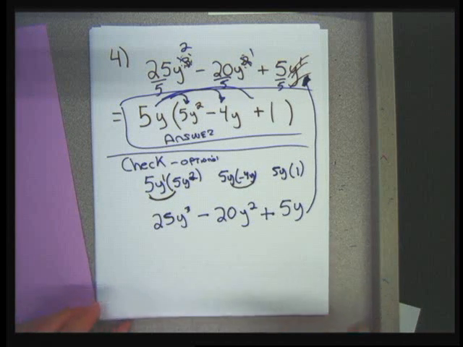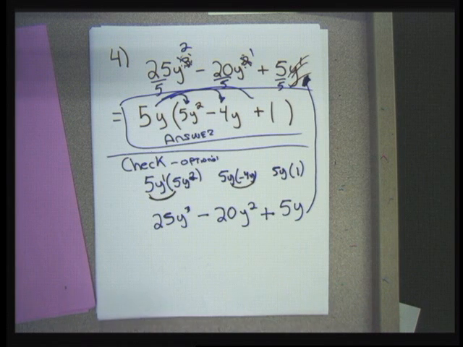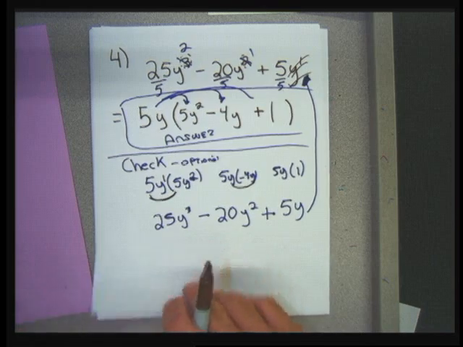My answer is correct. So every problem in Chapter 1 that asks me to factor, if I'm patient, I can take my answer, multiply it back out to get the original problem. If I multiply it back out and it doesn't come out to the original problem, then I made a mistake.